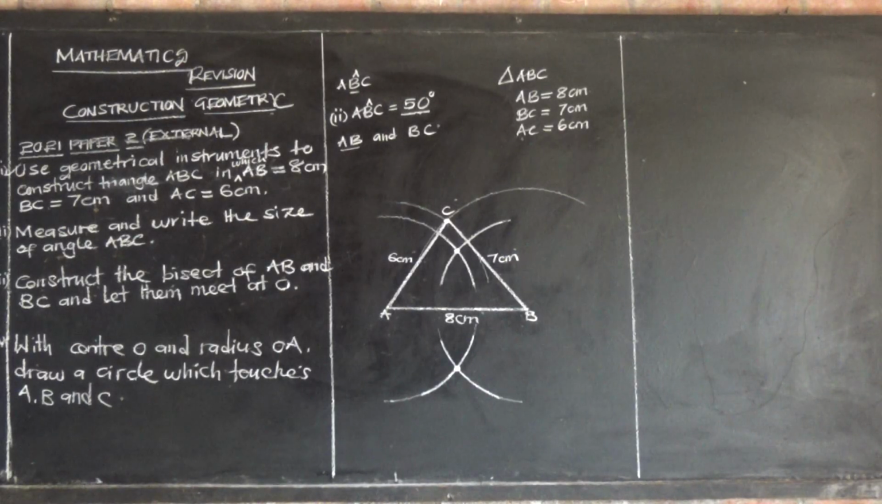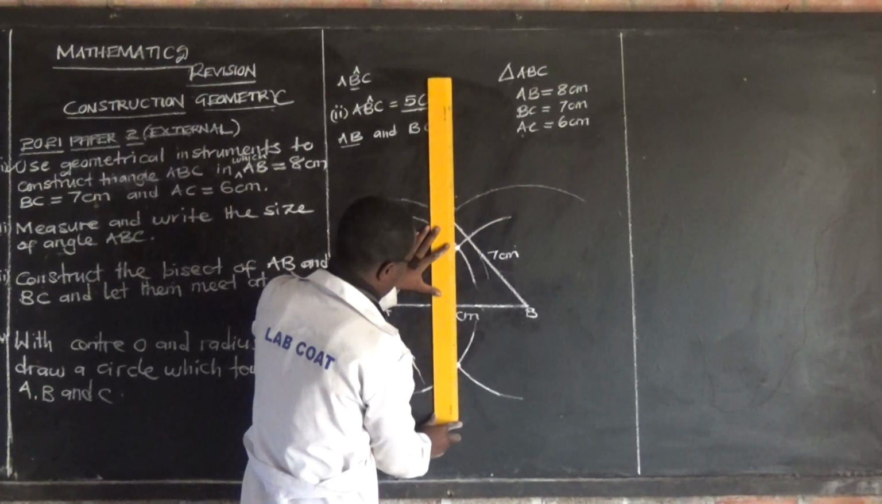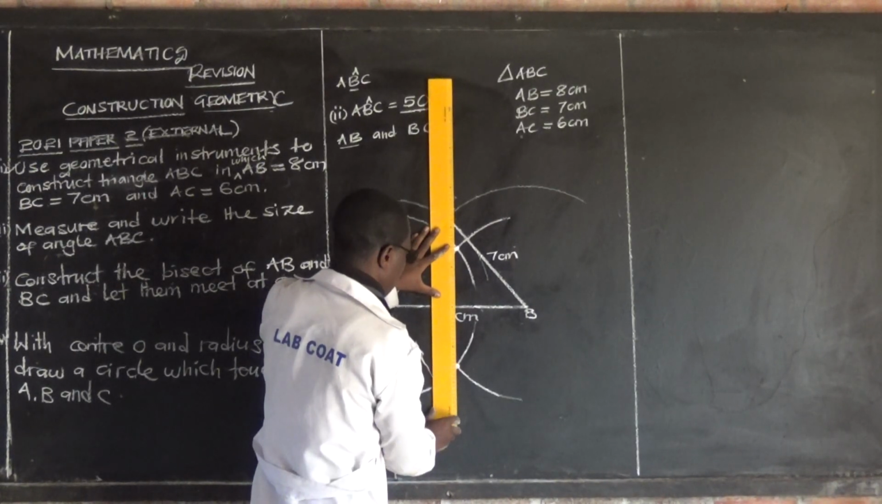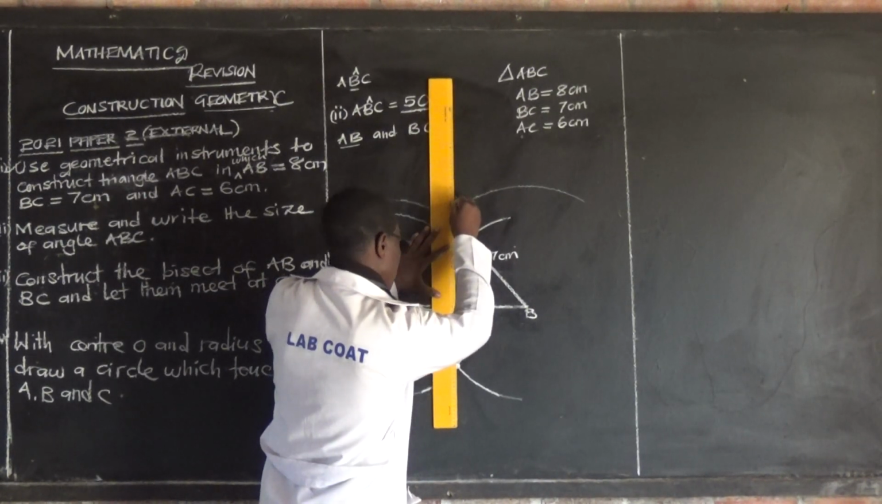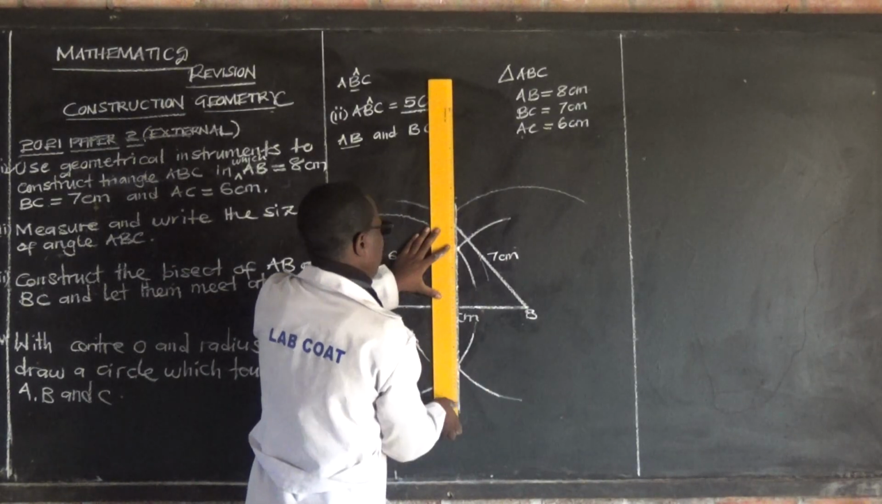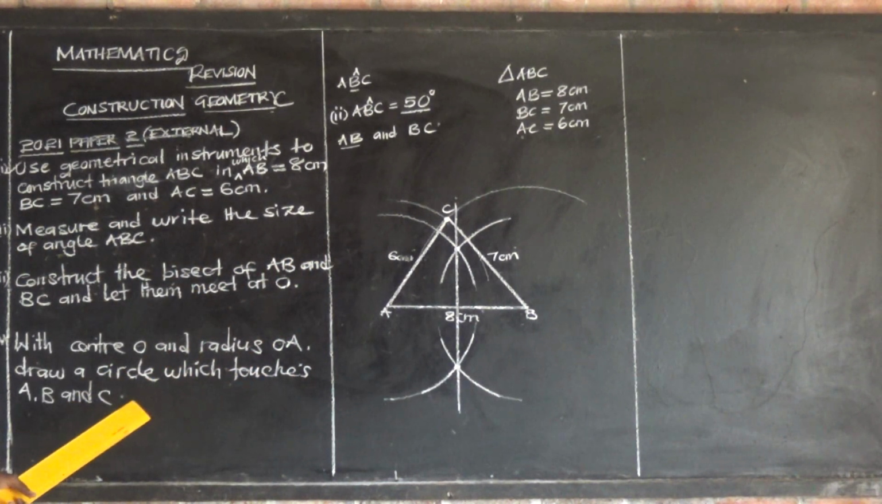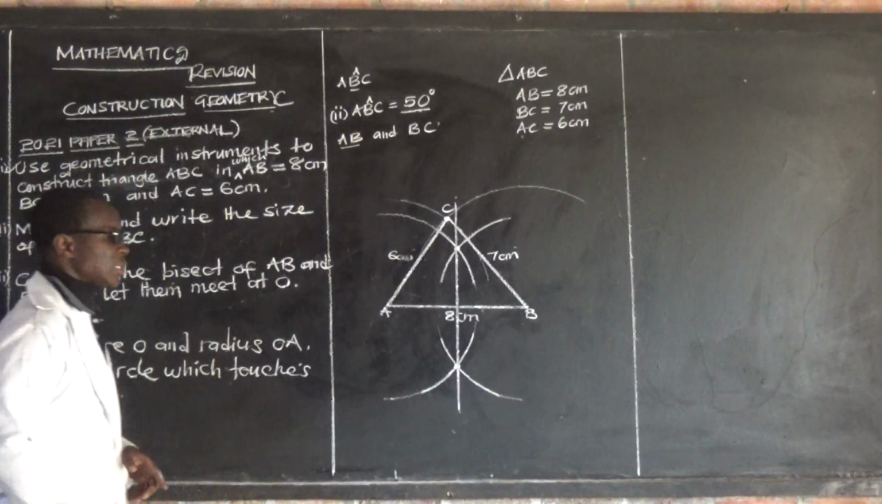Okay? So you come up with a line nicely, which passes through the intersection of the arcs. So we have this line, take note. Are we together? So we've bisected AB. Are we together? So next we're supposed to bisect what?